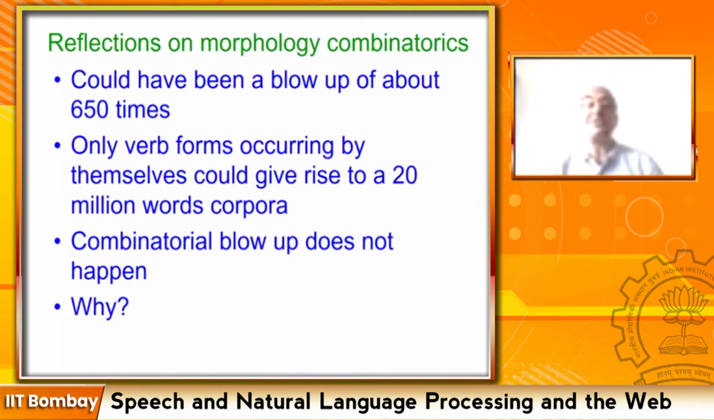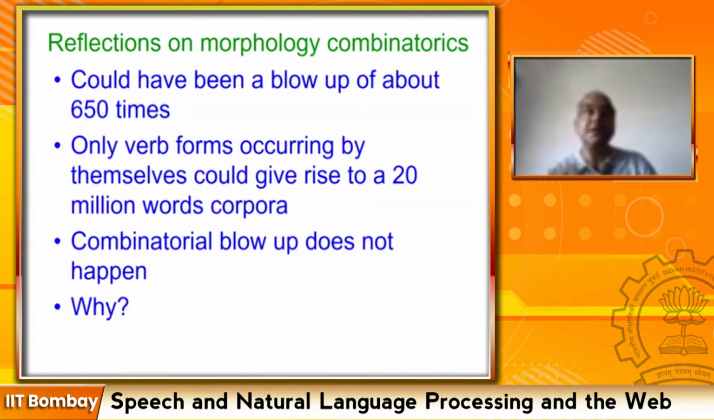So we can do some reflections on the morphology combinatorics. So there could be a blow up of about 650 times. Okay, 30,000 verbs multiplied by 650. So only verb forms occurring by themselves could give rise to a 20 million words corpora. So if I just record all the verb forms and put them as my corpus, okay, the text corpus, then just by doing these verb forms, I can have a 20 million words corpus, which is a delightful situation for any NLP researcher. Okay, 20 million words corpus is not something you see every day.